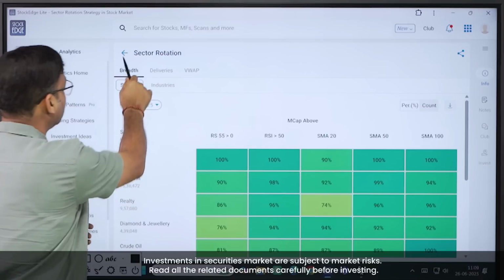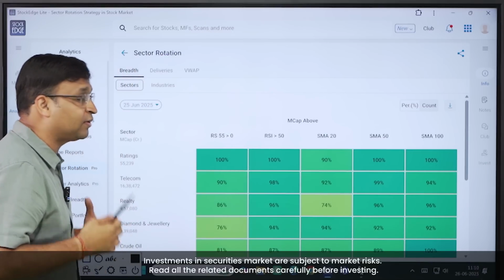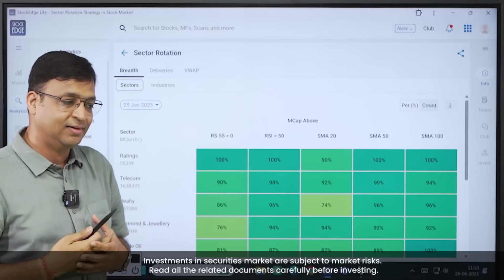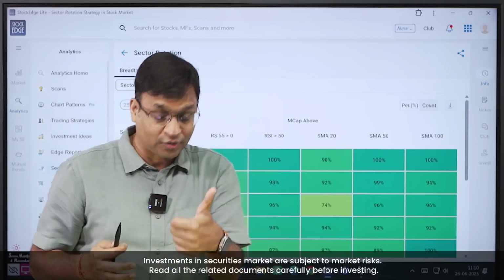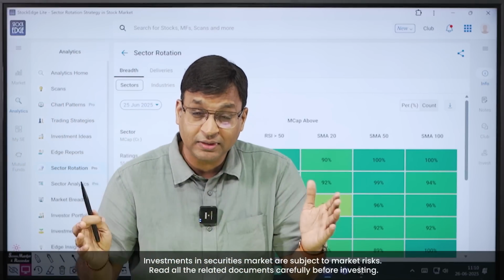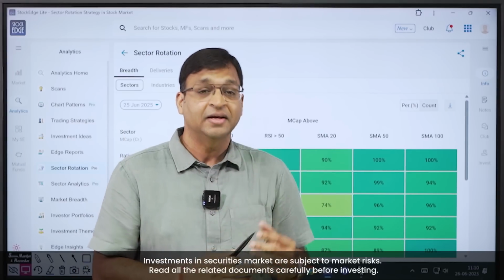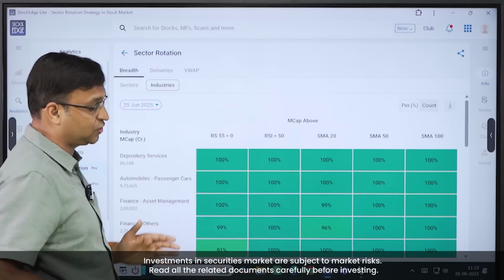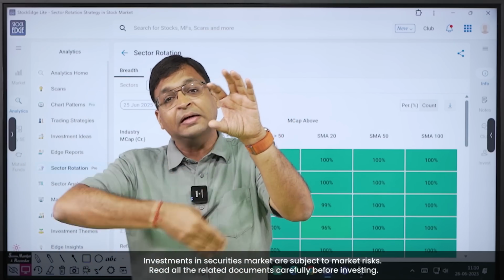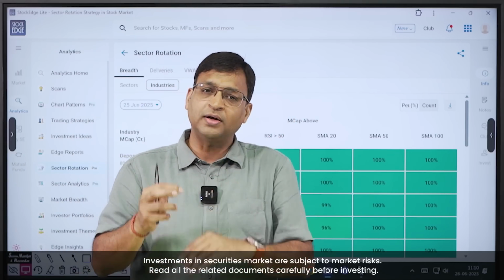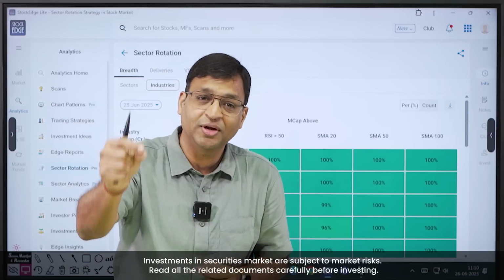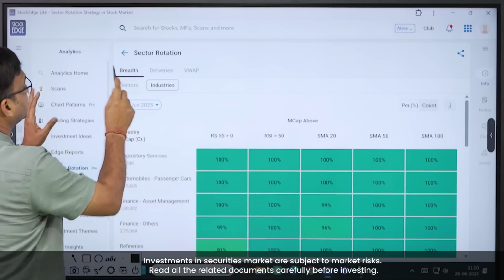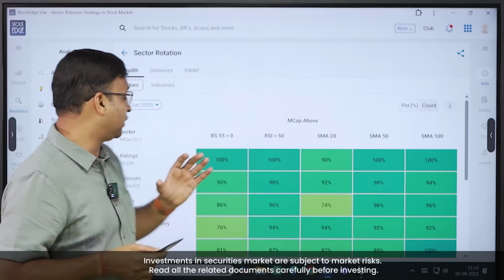So let's take this one, the breadth. Breadth is basically trying to figure out whether all the stocks inside that sector are speaking the same language, or for that matter, whether the majority of these stocks inside that sector are speaking the same language. So this is sector, this is industry. Every sector will have multiple industries. Those who want a very granular level of rotation can look at the industry rotation, but for the sake of our discussion, let's restrict ourselves to sector rotation.